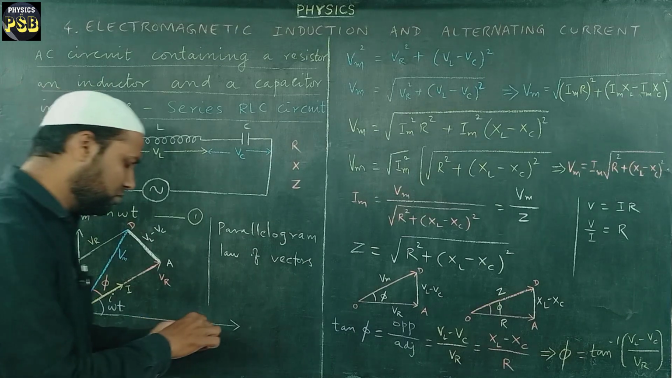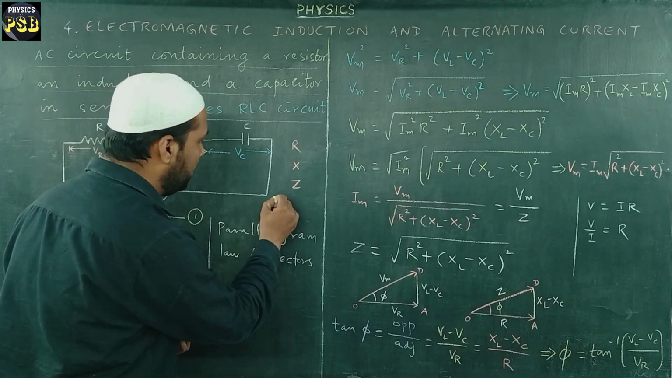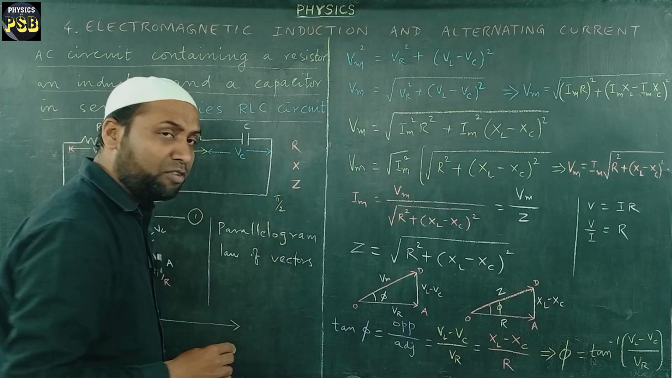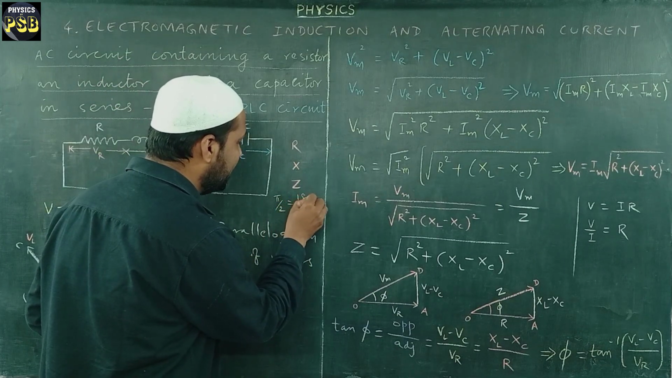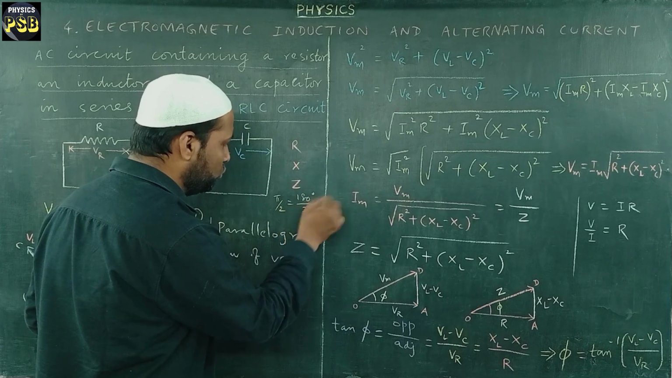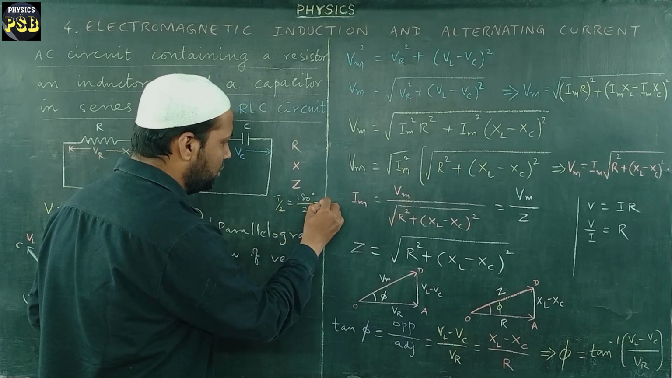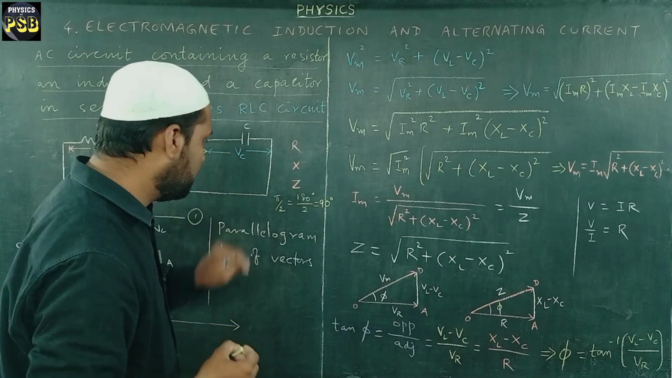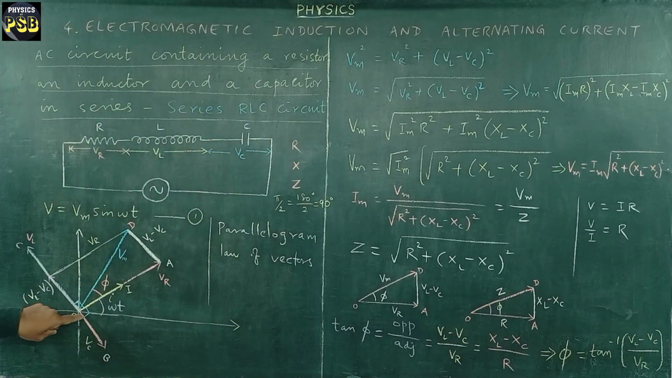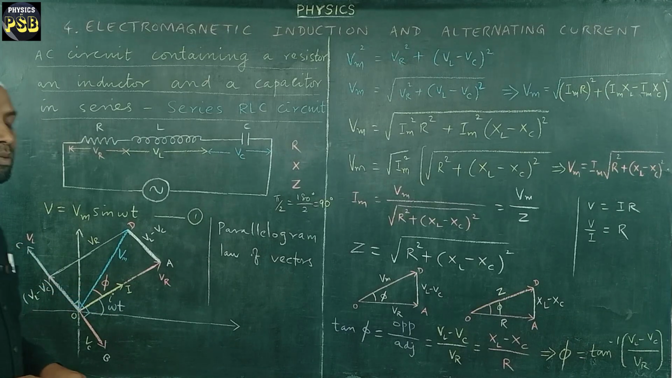Here I have used the term pi by 2. We know the value of pi in degrees is 180 degrees. If you divide by 2, you get 90 degrees. So pi by 2 represents 90 degrees. This is the angle between the current and VC, or the angle between VL and I. So pi by 2 means 90 degrees.